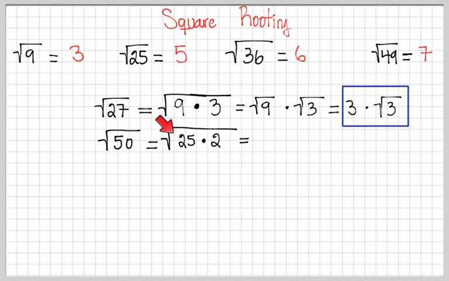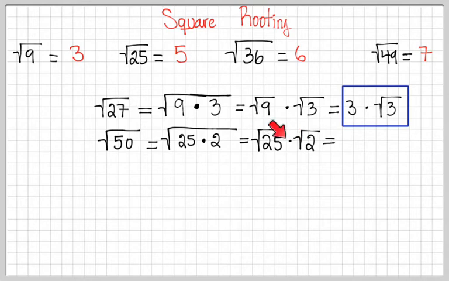So now what I have is the square root of 25 times 2. I'm going to rewrite this as separate square roots. So the square root of 25 times the square root of 2.